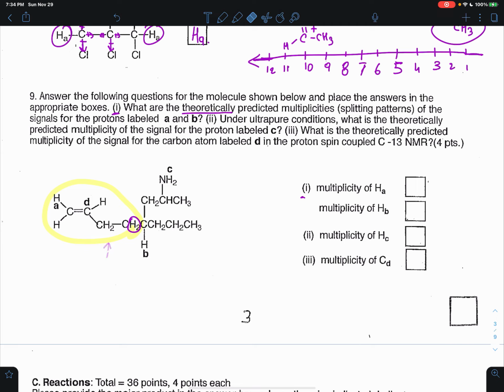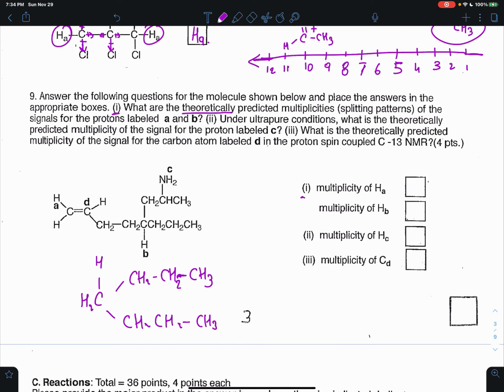So before I jump into that, let me just assume that it looks something like this. CH2, we have a hydrogen here, and this is a CH2, CH3, CH2, CH2, CH3. So if you notice, I took just that part without the NH2. And the reason why is that, and this is my HB right here.